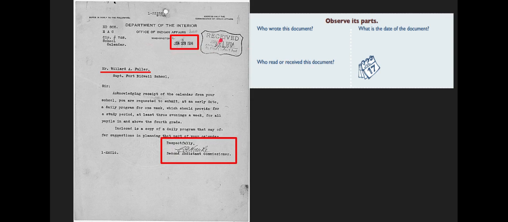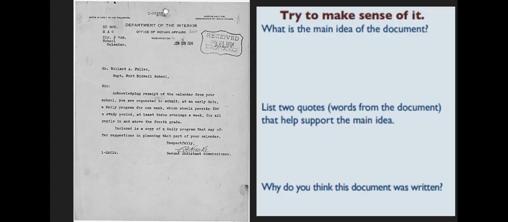Maybe that's when they read it. It looks like it was received on this day. And then, I don't know, it looks like it was answered on 2/16/14. So somewhere in January of 1914. Very interesting. Well, now we're going to try to make sense of this document.